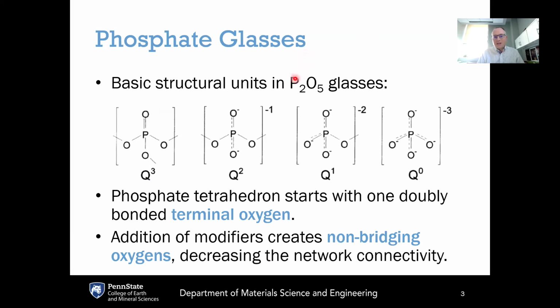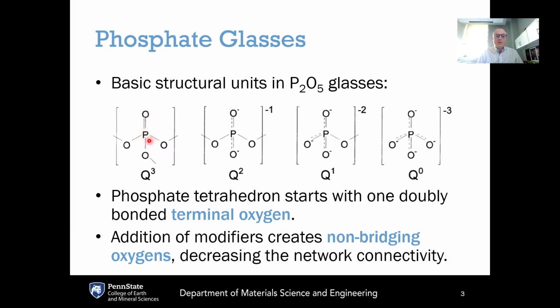Phosphorus pentoxide is P2O5, and P2O5 by itself is actually a really nice glass former. The basic structural unit for a phosphate glass is the phosphate tetrahedron. So this is a phosphorus cation here with 4 oxygens at the corners of the tetrahedron. The main difference between a phosphate tetrahedron and a silicate tetrahedron is that with the phosphate unit, only 3 of those oxygens are bridging oxygens. And the 4th oxygen is actually doubly bonded to the phosphorus at the center of the tetrahedron.